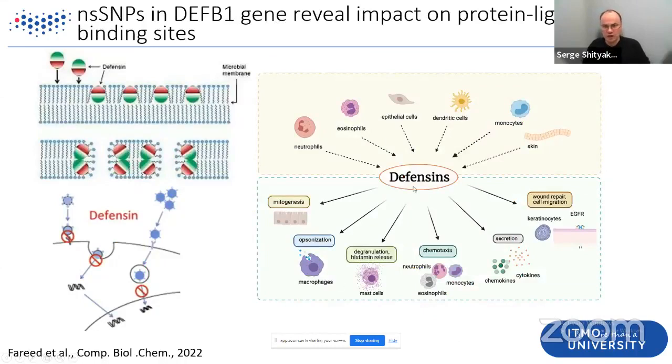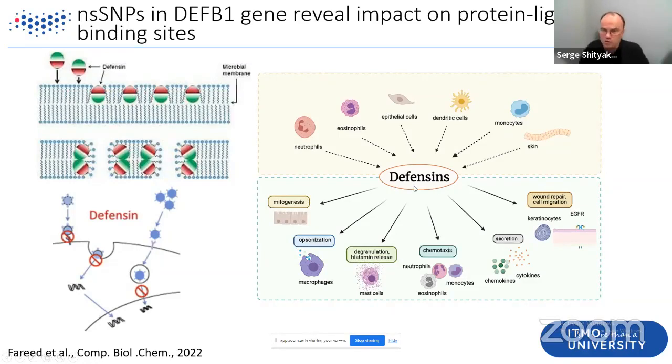Okay, so I'm not going into detail, just a couple of words on our research project. We are trying to investigate the mutation rate, the SNPs, single nucleotide polymorphisms, within some proteins which are called defensins. They are very important for innate immunity because they are responsible for different processes in the immunity, protecting the human body against different pathogenic factors. They are important for chemotaxis, wound repair, mitogenesis, and degranulation of mast cells, and so on. So they're extremely important.